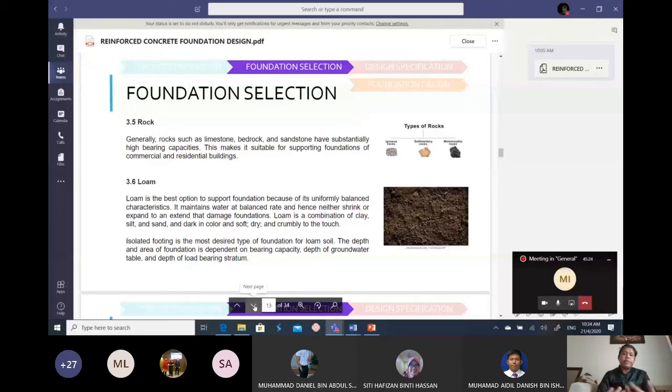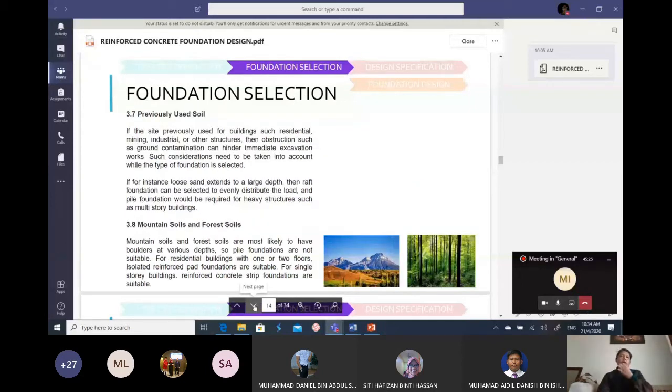Next is previously used soil. So that means, for example, we would like to use an area that has been used for other purposes. For example, tempat pembuangan sampah. We would like to construct the building on top of that area, so there may be contamination or obstruction. For example, it is a mining area, so tanah lombong dan sebagainya. So you have to know, you have to take into consideration when you select the foundation.